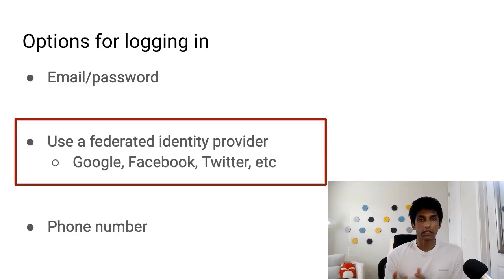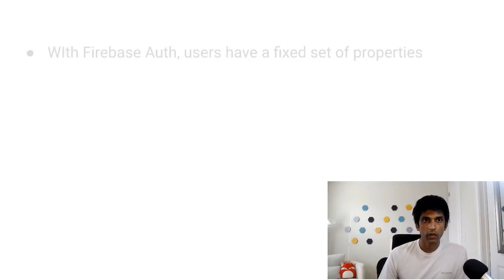We get information about the user that we probably wouldn't have gotten with the phone number sign-up approach or the email password sign-up approach. In particular, what I'm talking about is the display name of the user and the photo URL of the user, so a profile picture. And that kind of makes your app feel more complete.